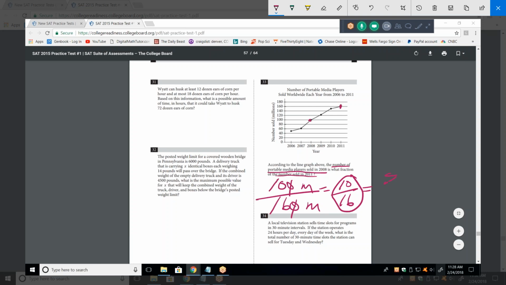Okay, so now I got 5 over 8. That is simplified. That's the answer. Yeah. And that is a fraction. It's a ratio. No units on it. The millions crossed each other.